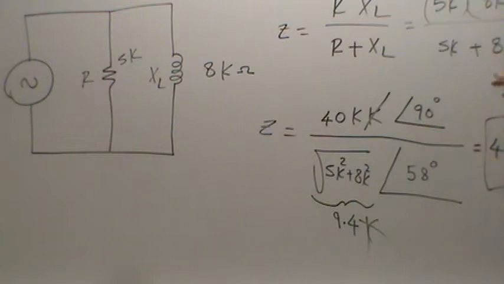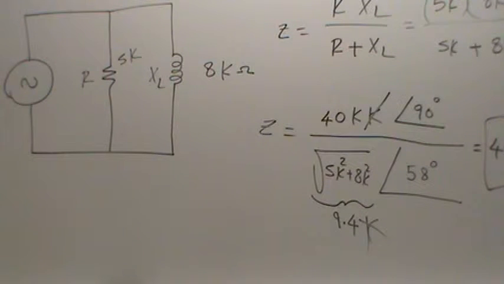If this was a parallel capacitive, to do it that way you'd have a negative 58, right? What formula do you use to go from 90 to 58? You subtract angles: 90 minus, when you divide, you actually subtract angles.